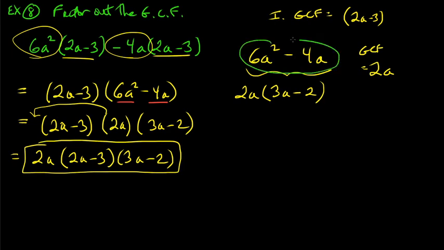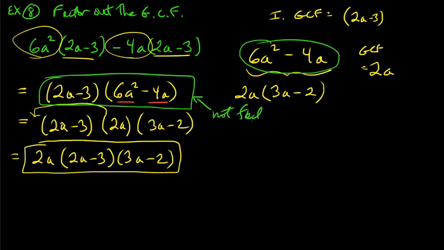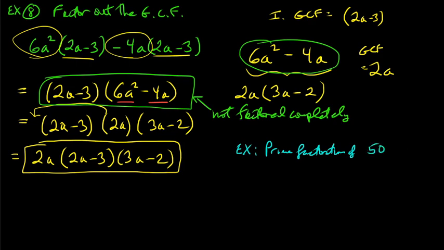If you didn't notice that the 6a squared minus 4a had something in common, then you might have left it like this. But if you leave it like this, it is not factored completely. Right? So you'll get partial credit for it, but you'll lose points because it's not factored completely, right? So what I mean by that is the following, right? So let's go back to just a prime factorization problem. Let's say we want to find the prime factorization of the number 50. Right? So what's 50?